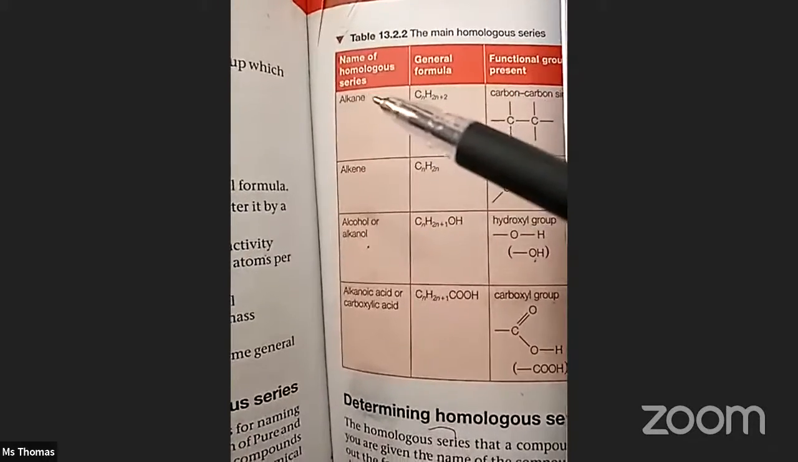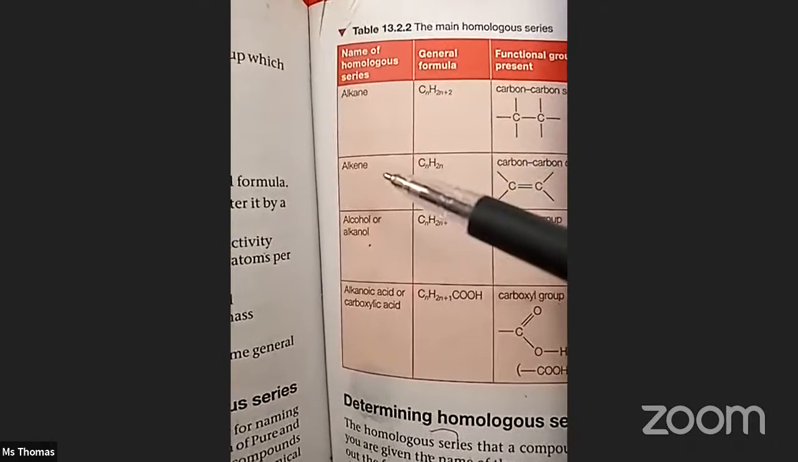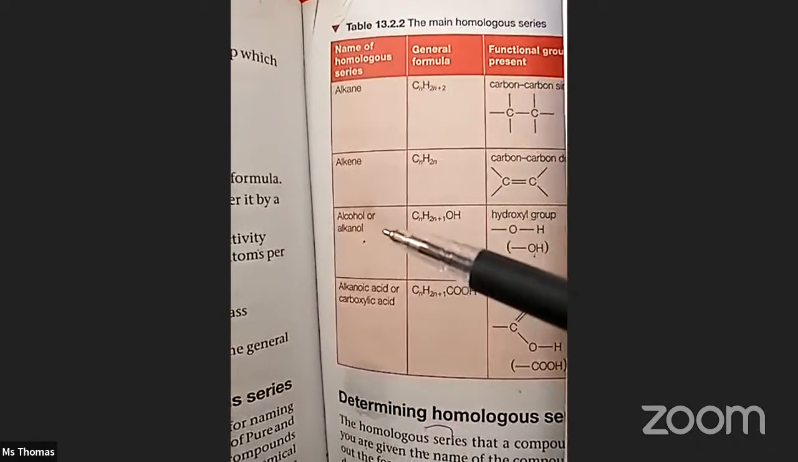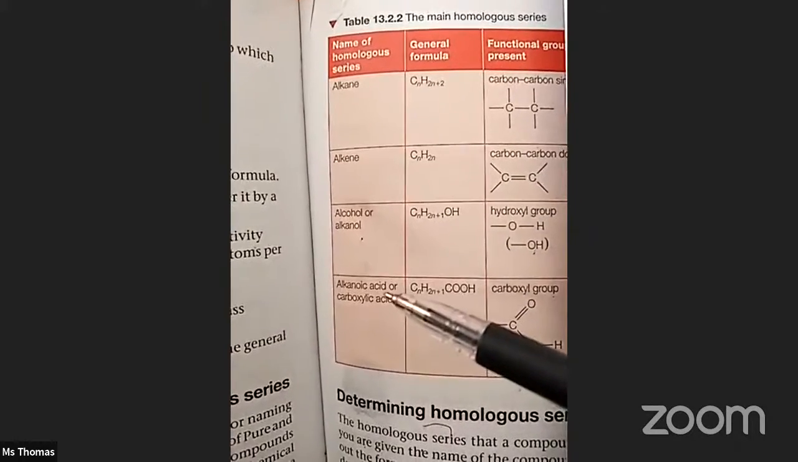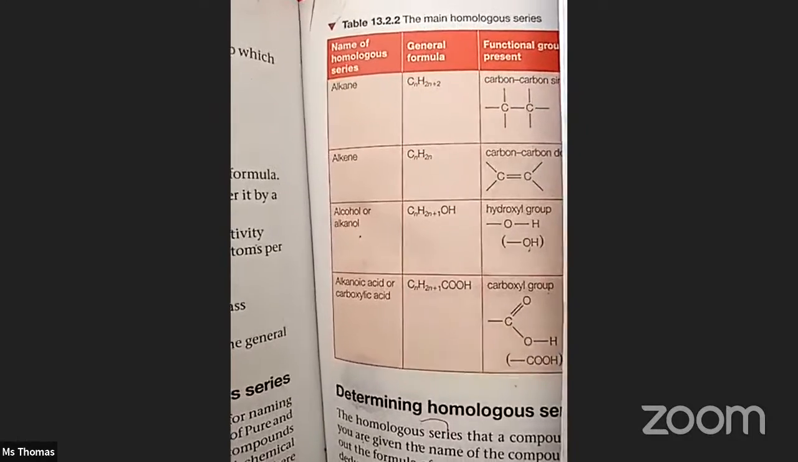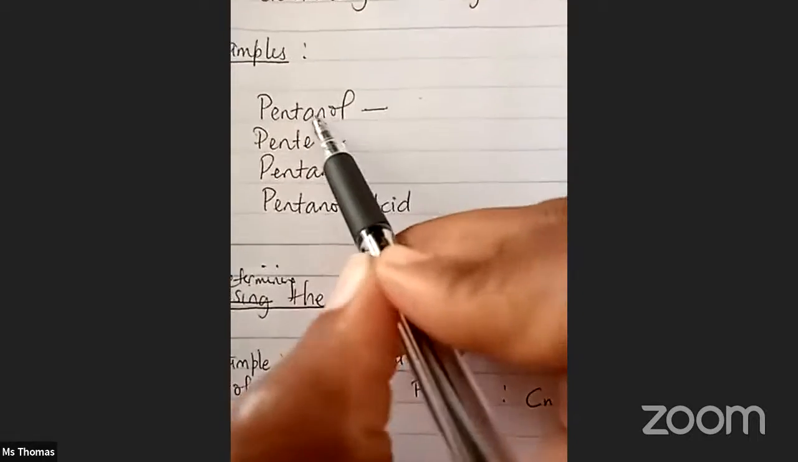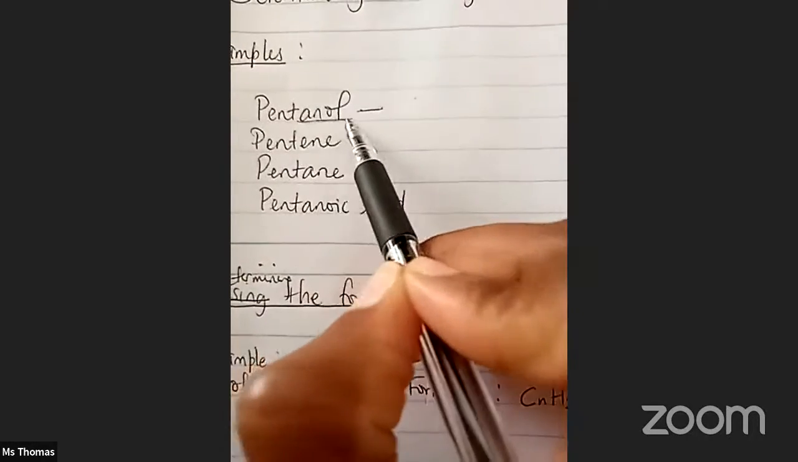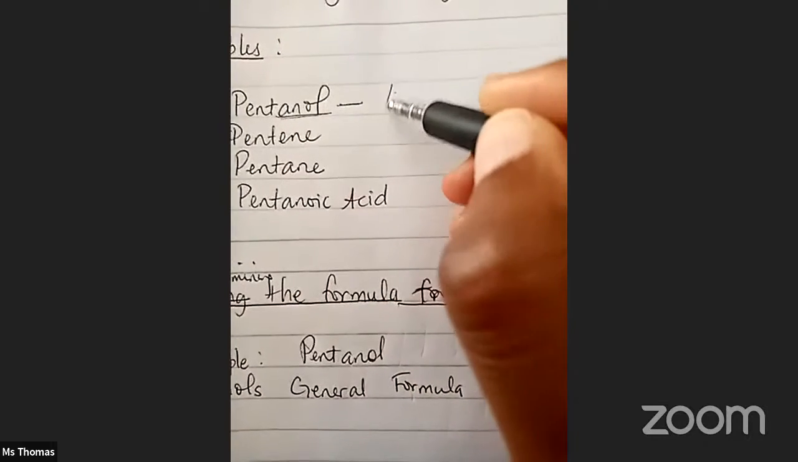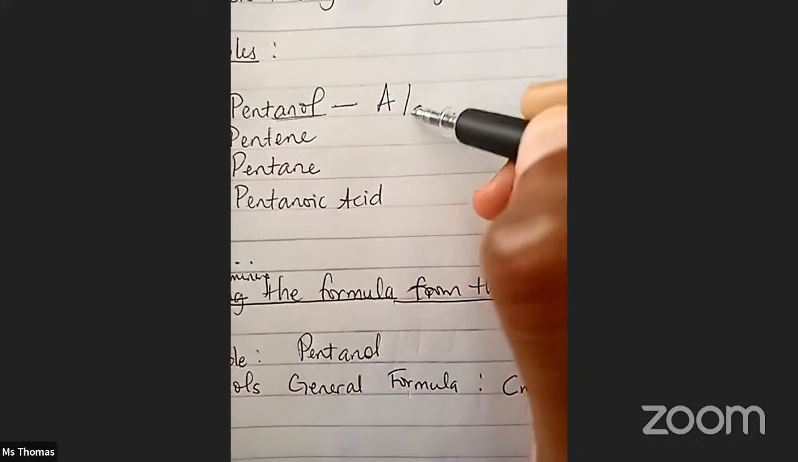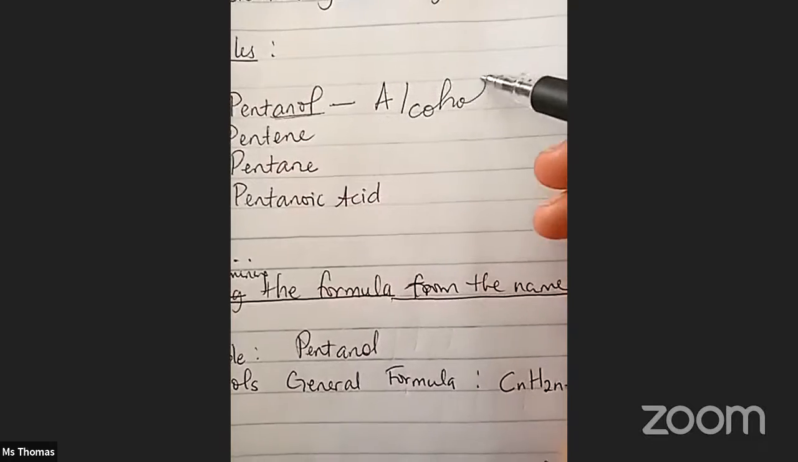Yes. There are 4 homologous series: alkanes, alkenes, alcohols, and alkanoic acids. Yes, Miss, it's alcohol. It's the OH hydroxyl group. Right. So you have to look at the ending of the name. So all alcohols end in -anol. So this is from the alcohol group.